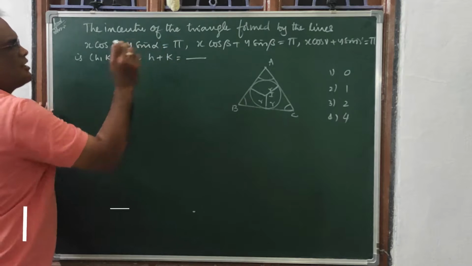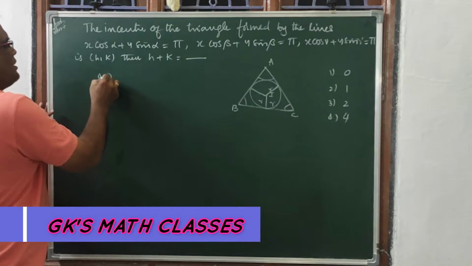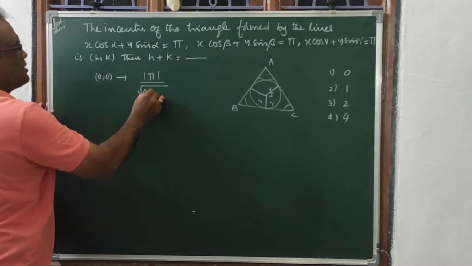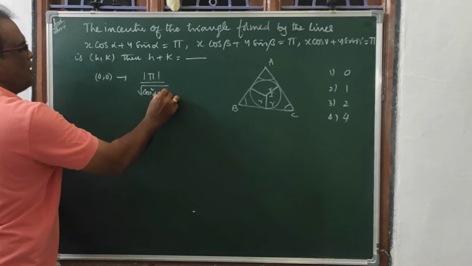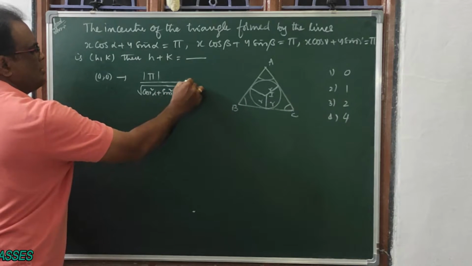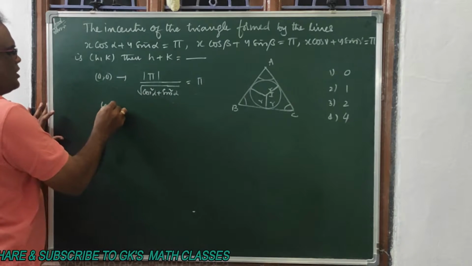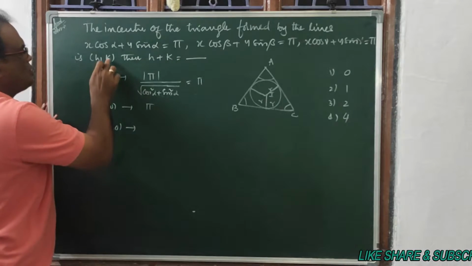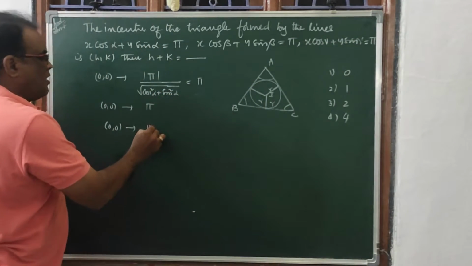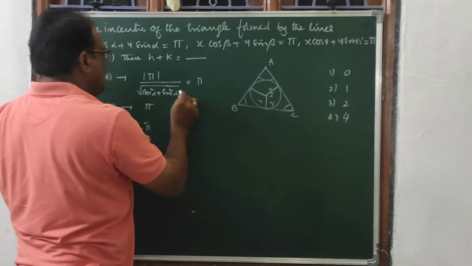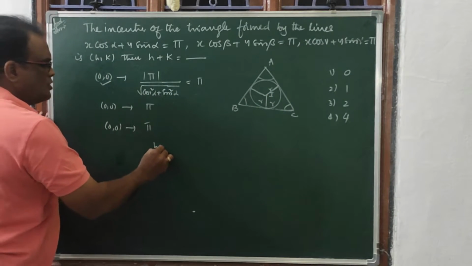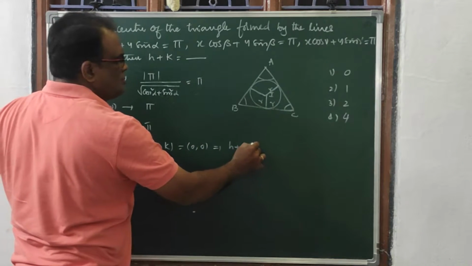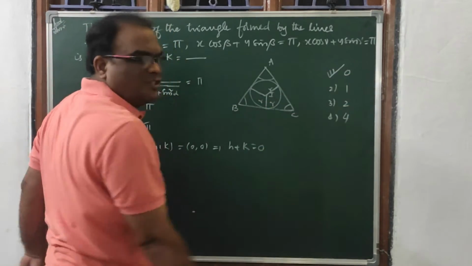If you take these lines, the perpendicular distance from (0, 0) to the first line is modulus c by root a square plus b square, that is cos square alpha plus sin square alpha. This is 1, so pi. Similarly, distance from (0, 0) to the second line is also pi. The distance from (0, 0) to the third line is also pi. All the distances are the same, the inradius. So incenter is (0, 0). So (h, k) is (0, 0). h plus k is also 0, that is first choice.